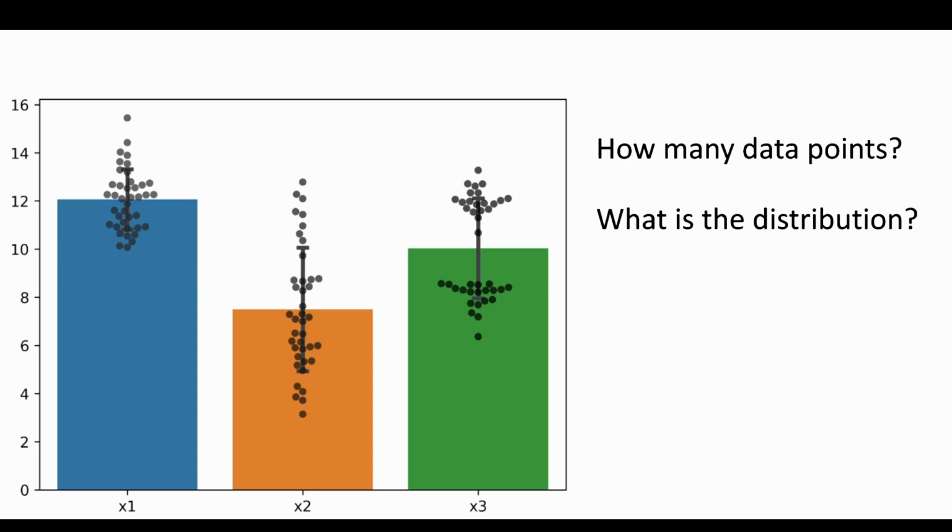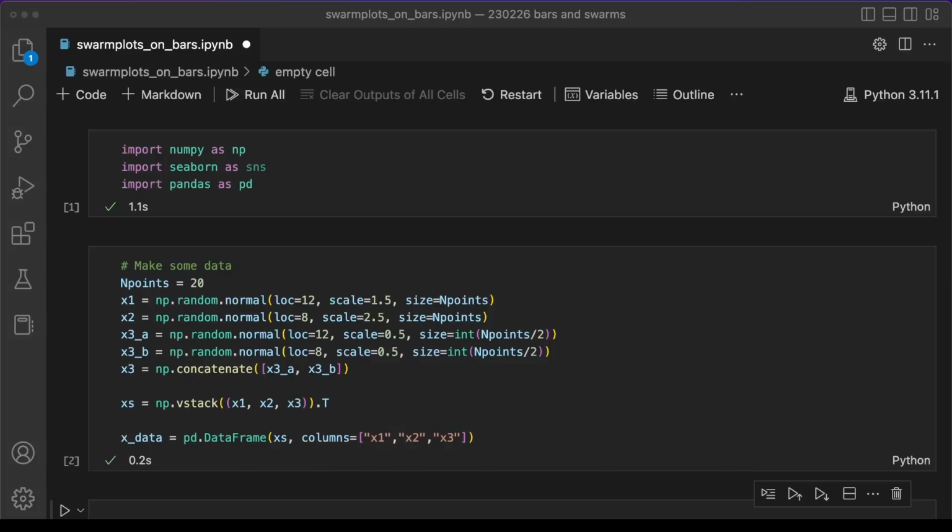In this video, we're going to talk about adding individual data points to bar charts using seaborn's swarmplot and stripplot functions. At the end of this video, we'll also talk about alternatives to bar plots and how these same functions still apply. To start, I've imported NumPy, seaborn, and pandas, and we're going to be doing our plotting using seaborn.